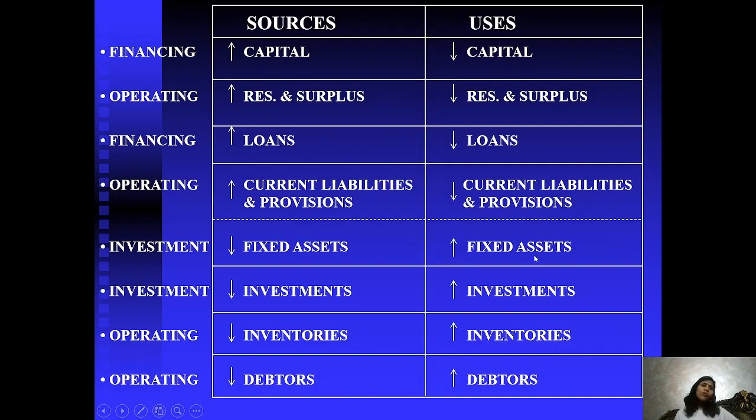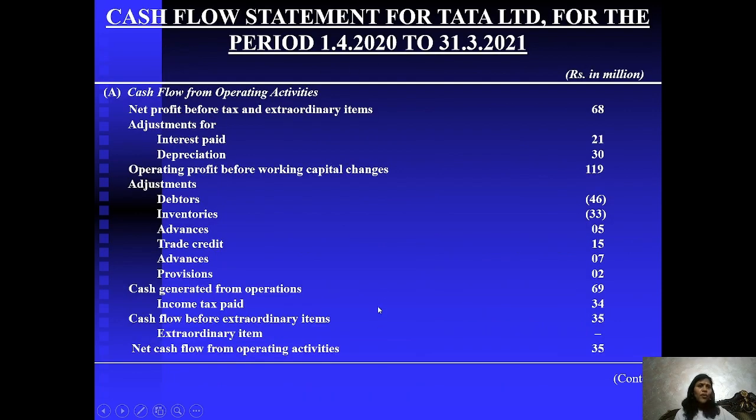Then again what? Sources and uses. Financing may be capital increase, decrease. I made it very easy for you. So the cash flow statement for Tata is given, cash flow from operating activity.